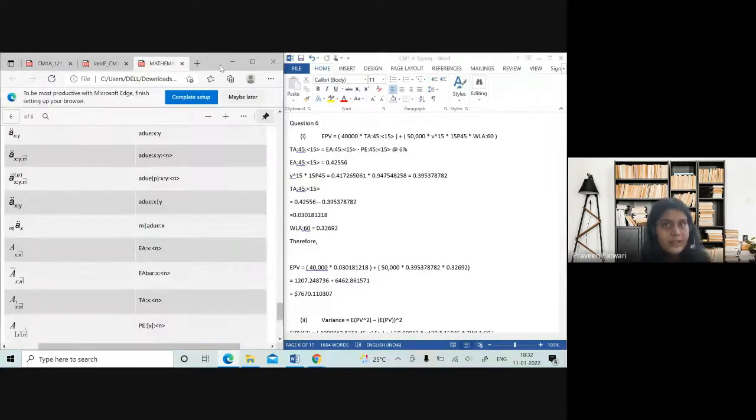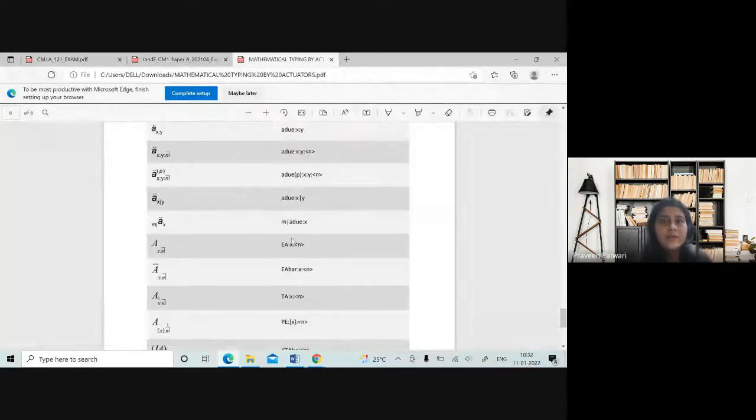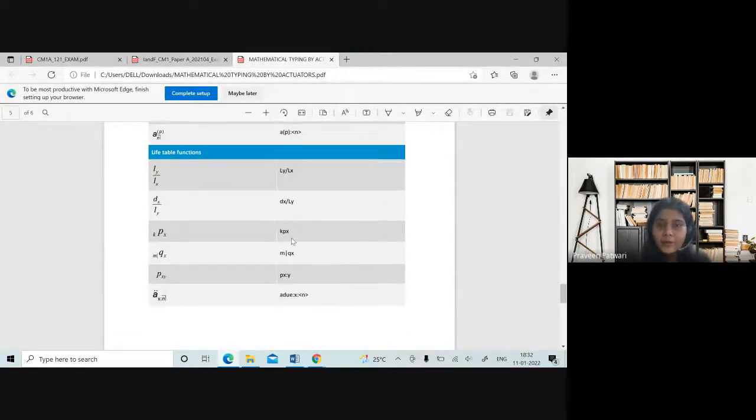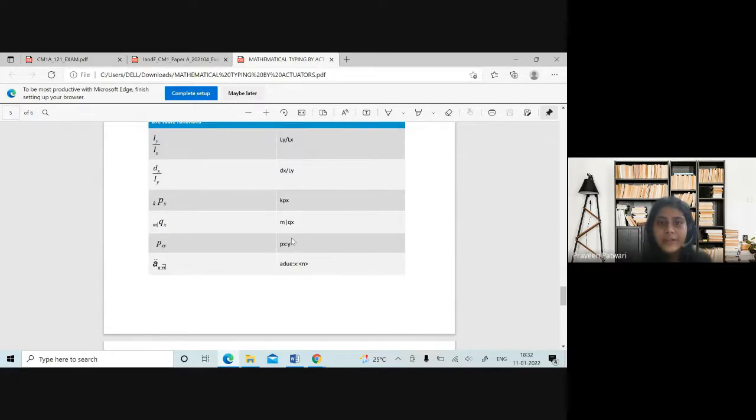Or else what I would suggest is, if possible, all of you can just click a picture from here. I think just take a minute and click a picture, either take a screenshot or if you're using your laptops, just take a picture.